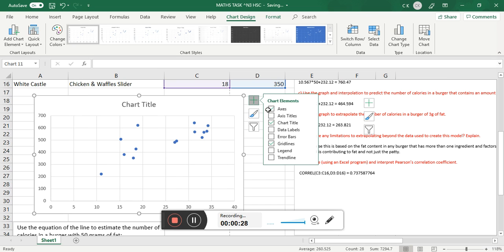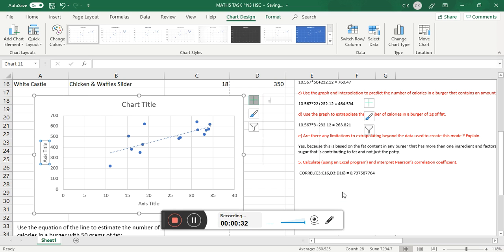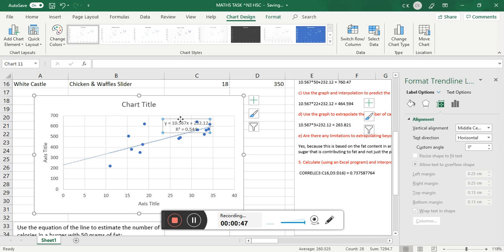What we're also going to do is add the axis titles and a trend line. We're also going to extend the trend line to help us extrapolate. So we'll bring it backwards by 11, and we'll also bring it forwards a little bit to 8. I'm also going to display the equation of the line and the correlation. We'll just move that there. Okay.